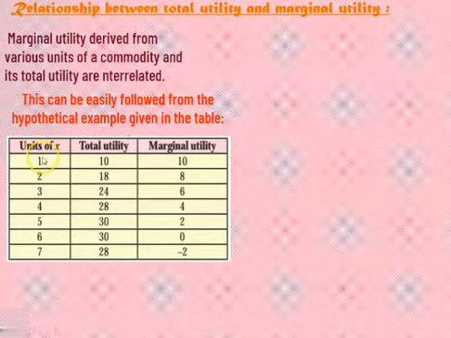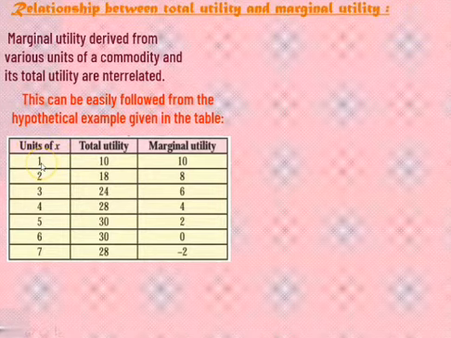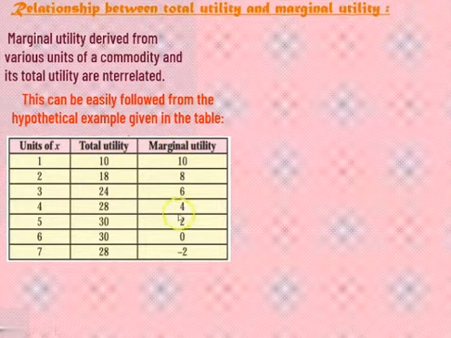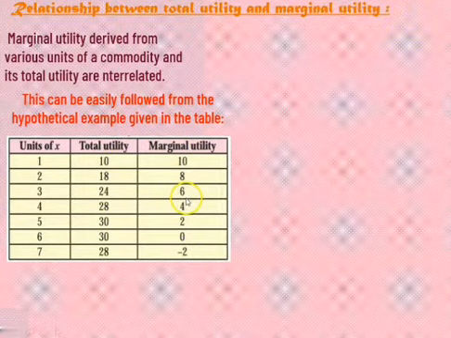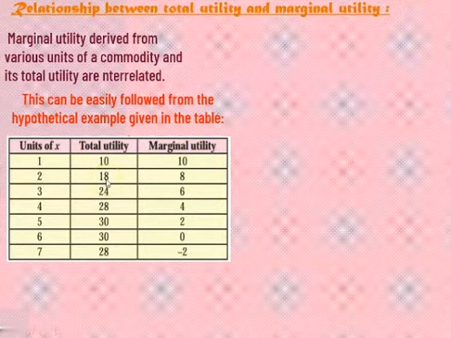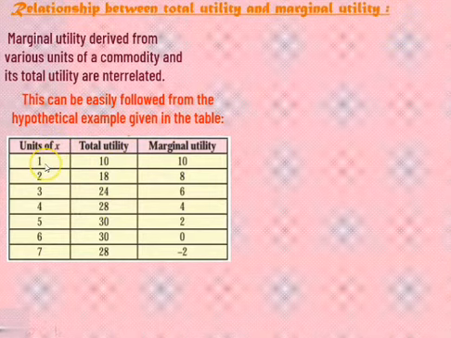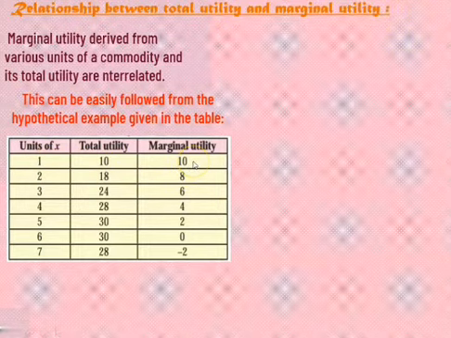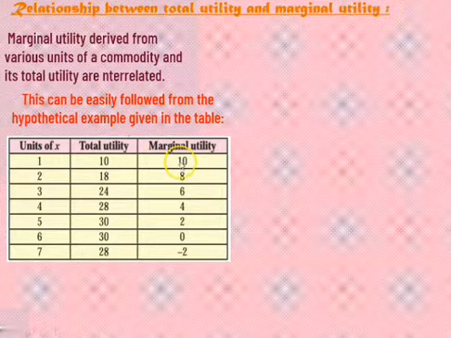Students, to understand the concept of TU and MU, we have given numbers. In the earlier lectures we saw that utility cannot be measured in numbers, but only to understand the concept we have given a number. When a person is going to consume the first unit of pizza, the satisfaction he derives is 10, so the satisfaction from the first is 10, and the total utility he has derived is 10 only.